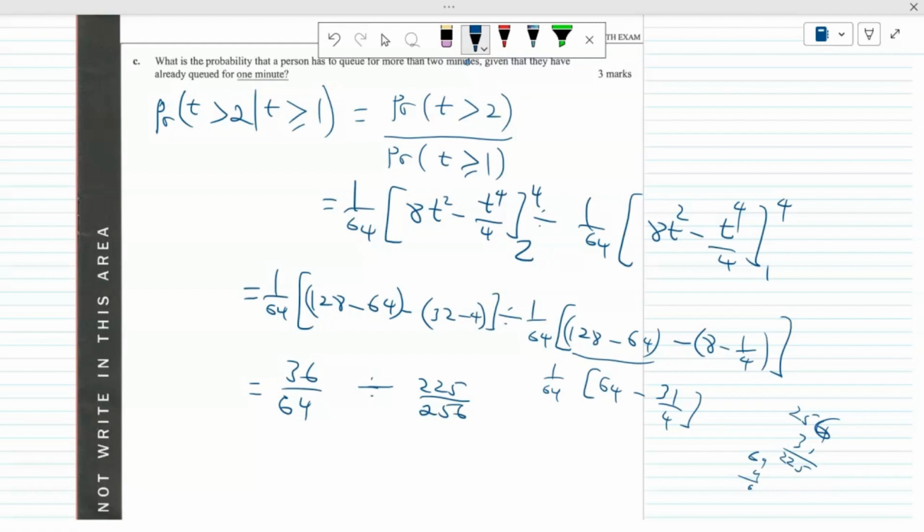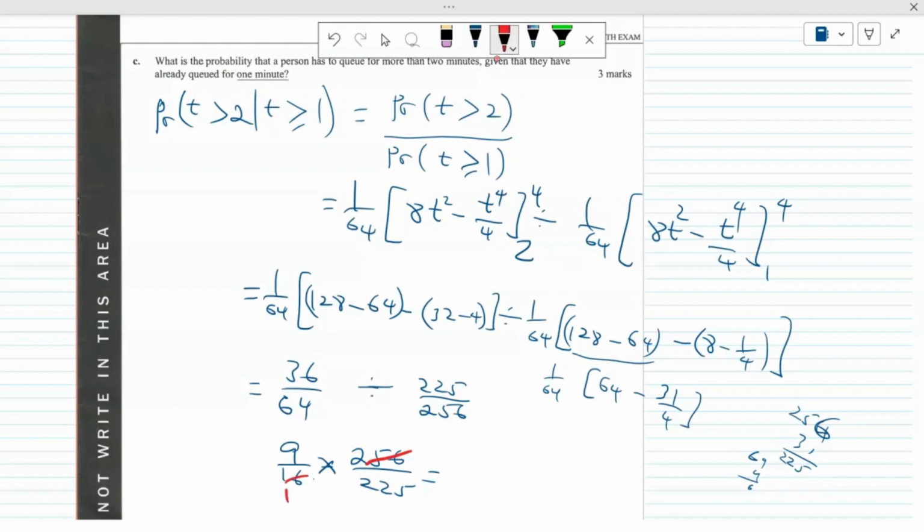256. Reciprocate the second fraction. So 36, which is basically the same as, what is that? 36. If I divide both of them by 9, is it 8? Oh, 9. No, hang on a second. I could divide both of them by 4, which is 9 over 16, times 256 over 225. I could simplify this with that.